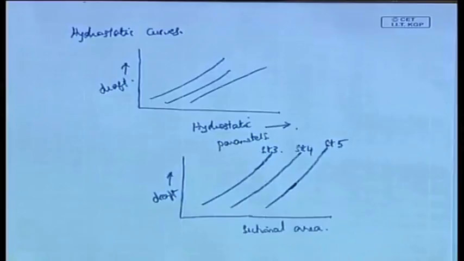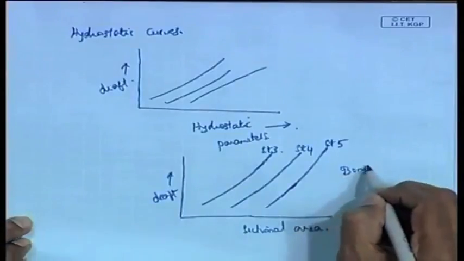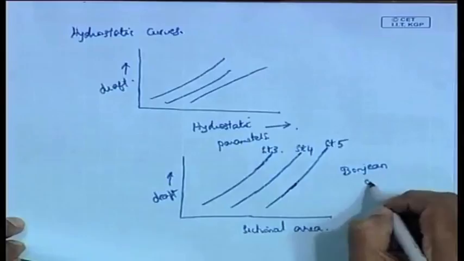So, these stations are so you have a slice through a particular station, and the area under the curve is known as the hydrostatic curve. So, this sectional area curve, such curves dealing with the sectional area are known as Bonjean curves. The word used is Bonjean curves.